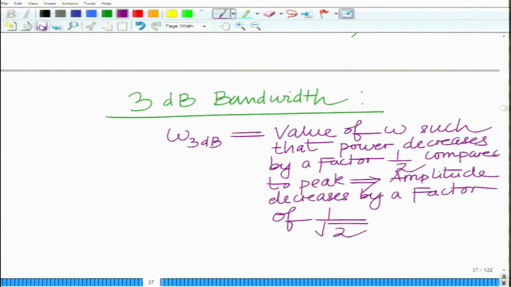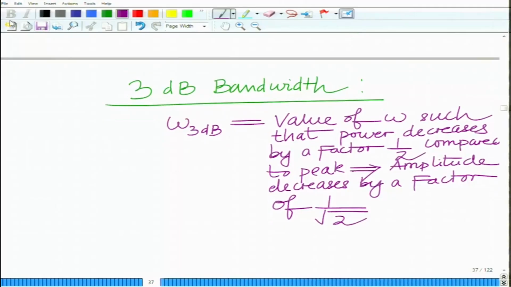So, this can be understood as follows. What we want to show is that if at the peak the amplitude of the frequency response is, let us say, k, then at the 3 dB point the amplitude decreases by a factor of root 2, that is, it is k over root 2. And therefore, if the amplitude decreases by a factor of square root of 2, the power, which is the square of the amplitude, decreases by a factor of half in relation to the power at the peak.